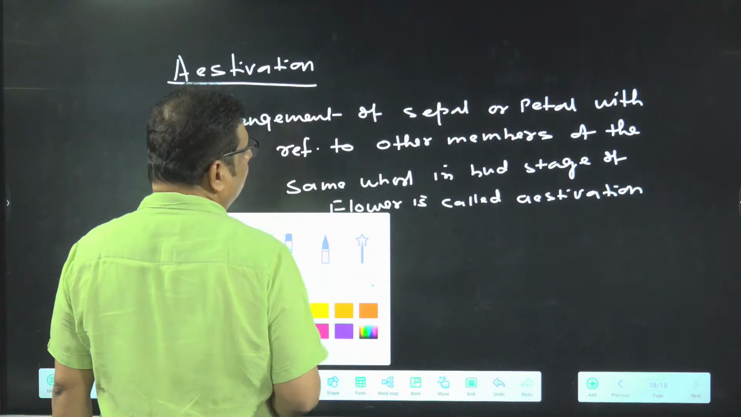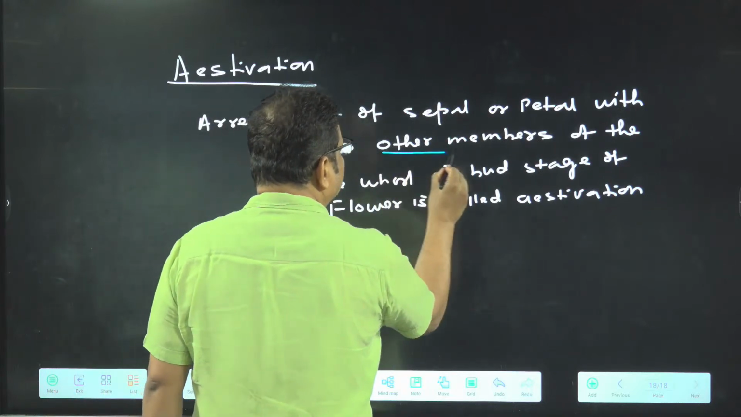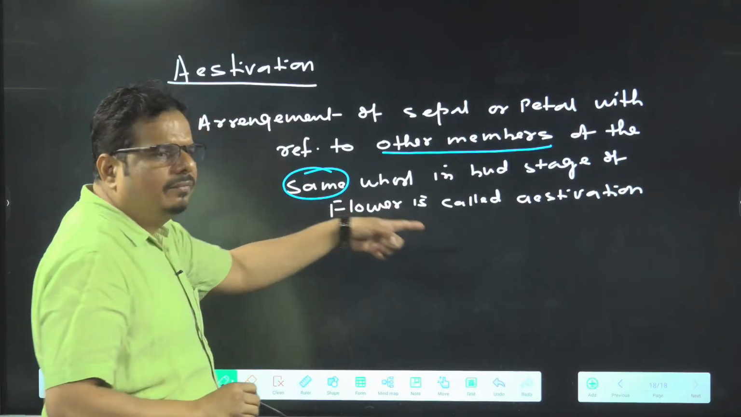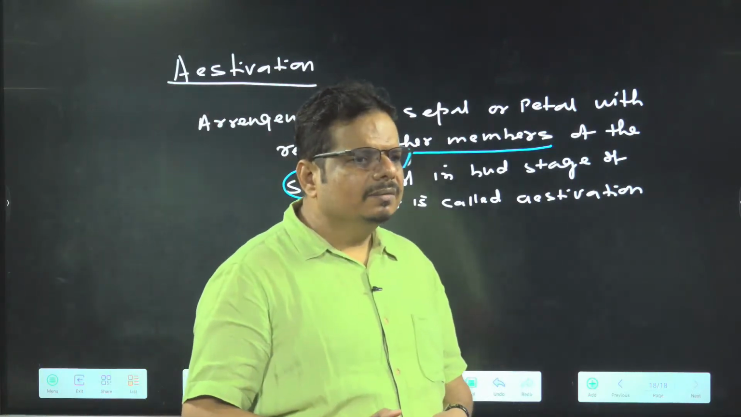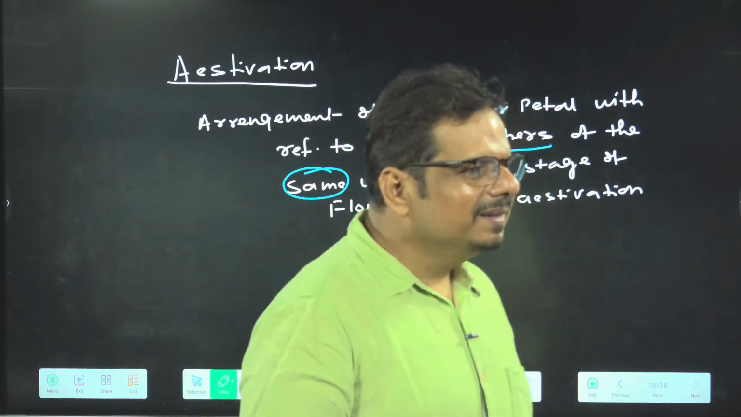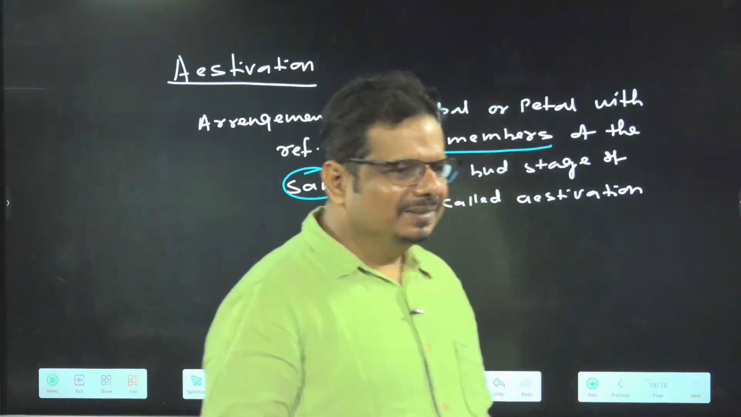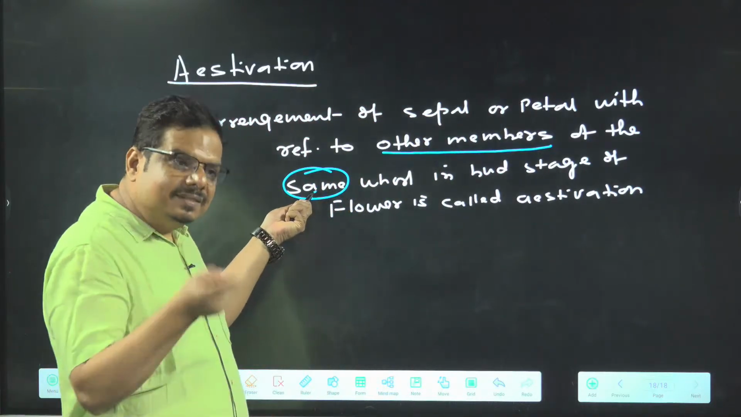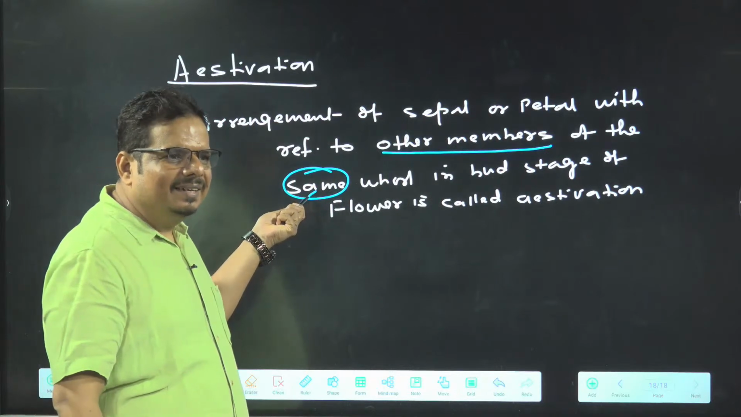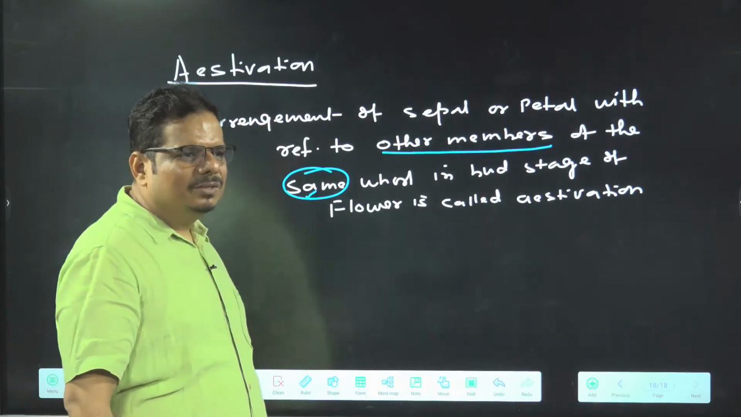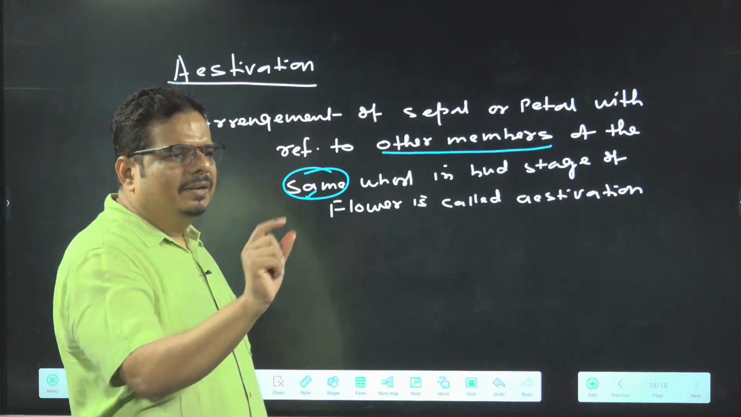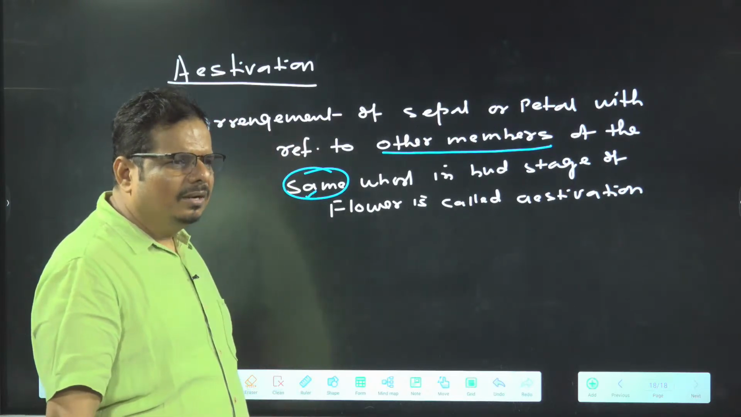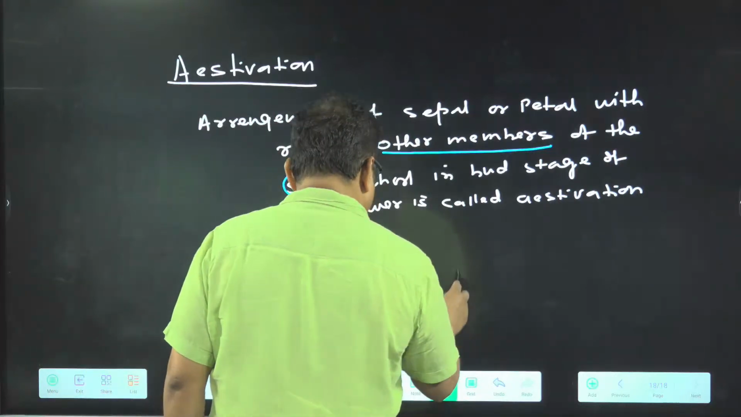If people want to torture you, what will they write? Instead of other members of the same whorl, they write a different whorl. The definition becomes wrong. Got the idea? Understand the idea? Other members of which whorl? Same whorl. Is it clear? Understood? People create different MCQs, and the statement becomes wrong. Clear or not?